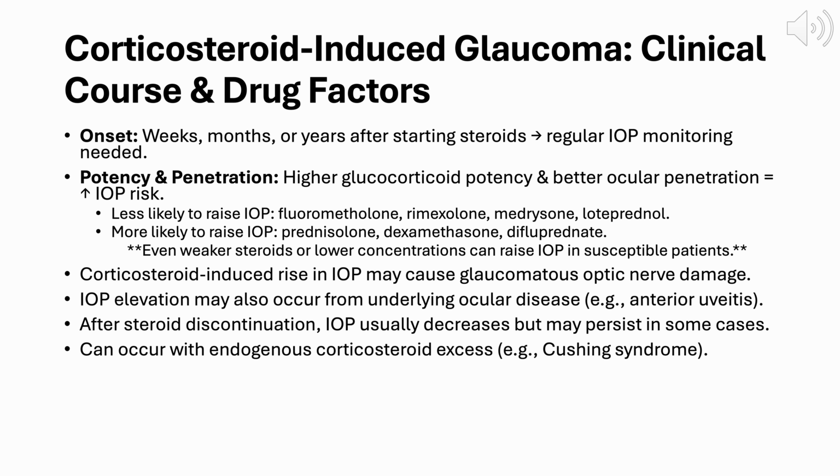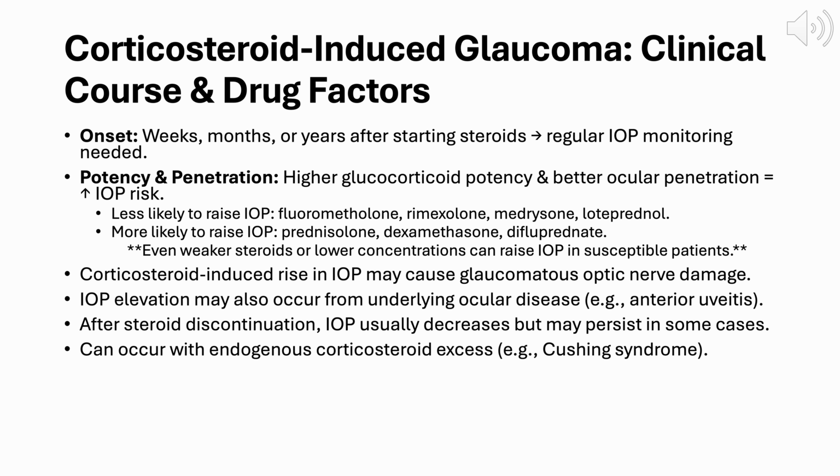Potency and ocular penetration play a central role. Steroids with higher glucocorticoid potency and better penetration are more likely to raise IOP. For example, fluorometholone, rimexolone, medrysone, and loteprednol are less likely culprits, whereas prednisolone, dexamethasone, and difluprednate are much more potent and more likely to cause a significant rise. Importantly, even weaker steroids or lower concentrations can trigger IOP rise in susceptible patients.